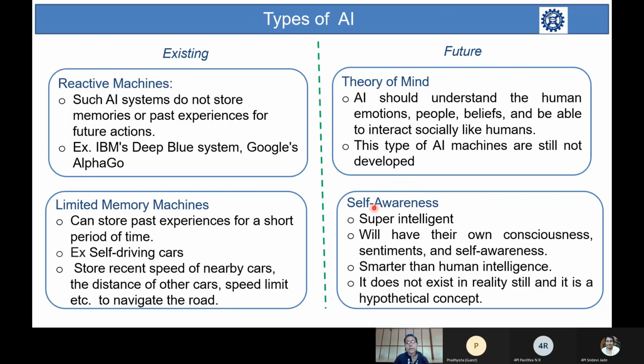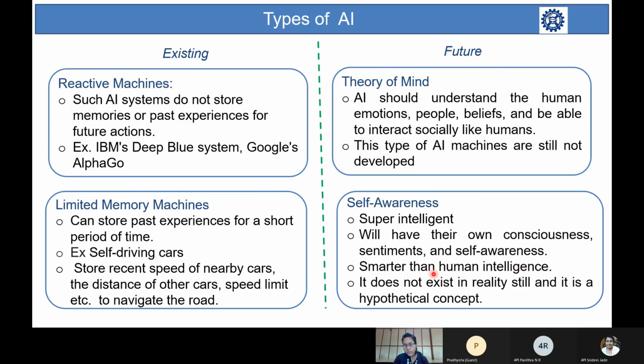Theory of mind and self-awareness are future concepts. In theory of mind, the concept is that the AI machine will have emotions like human beings. The AI we have now doesn't have emotions, but this type of machine is under research. Next is self-awareness AI. This is super intelligent, and these machines have their own consciousness, sentiments, and self-awareness, and are much smarter than human beings. This is a hypothetical concept.